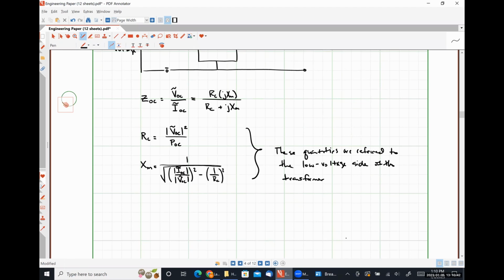Got a notation question. Sure. For voltage and current, you've got the AC line over it. Is there a reason for power?